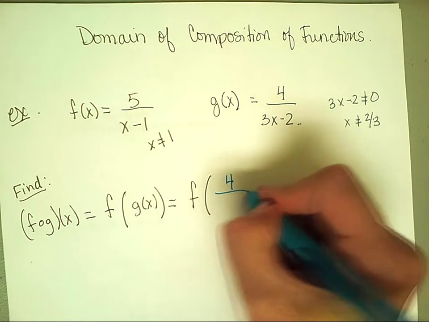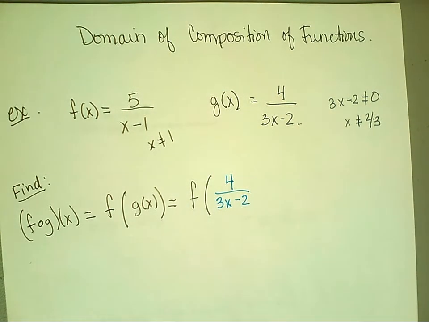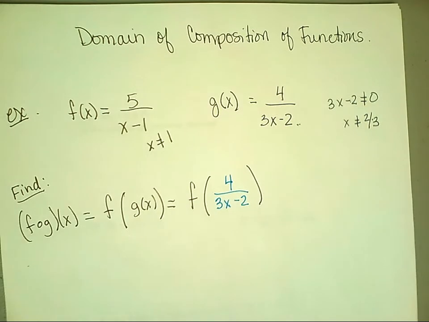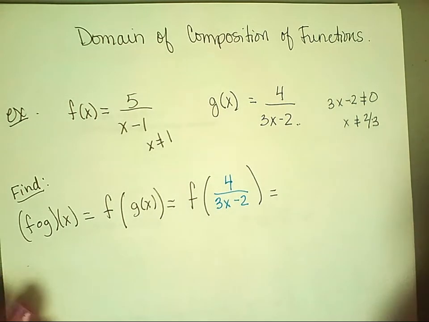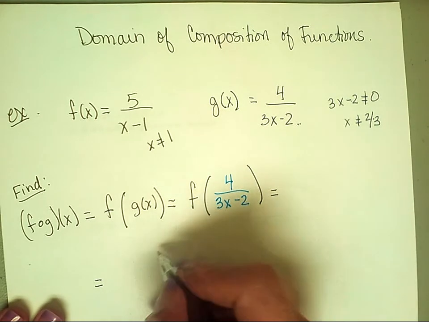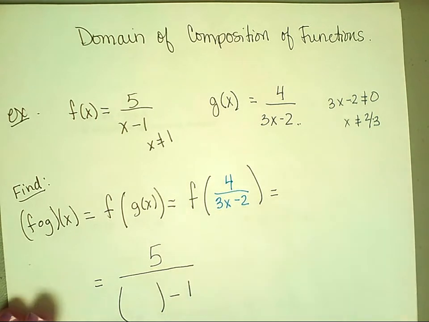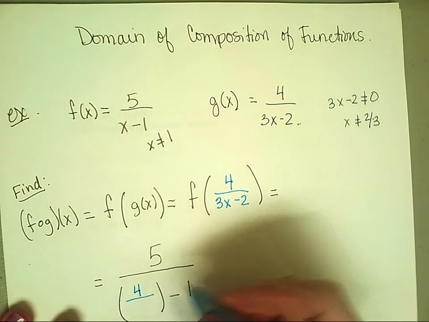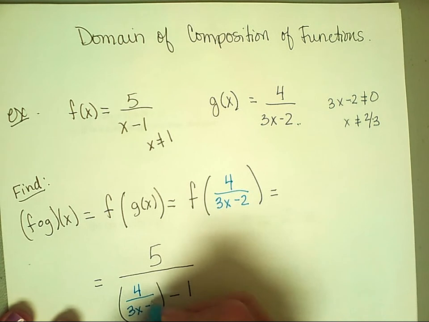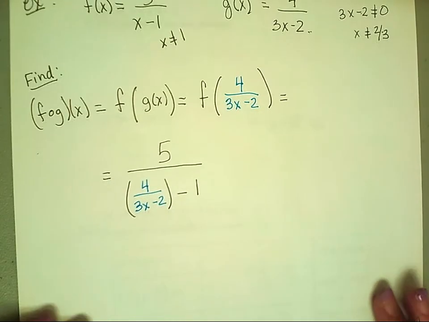So I'm going to take f, and into it we put this entire function, 4 over 3x minus 2. Alright, so let's do that. Let's do it over here. So here's f, 5 over something minus 1. But our something is the entire function g, 4 over 3x minus 2.